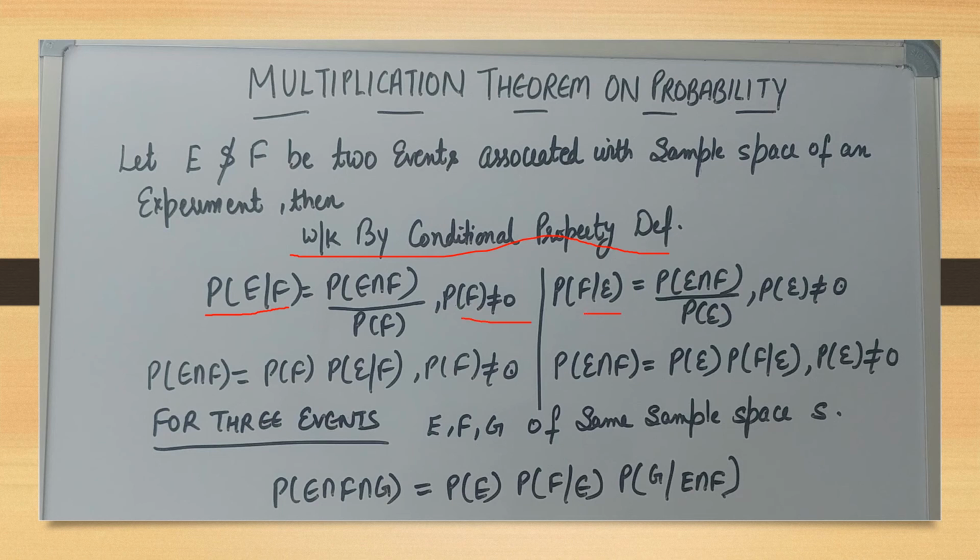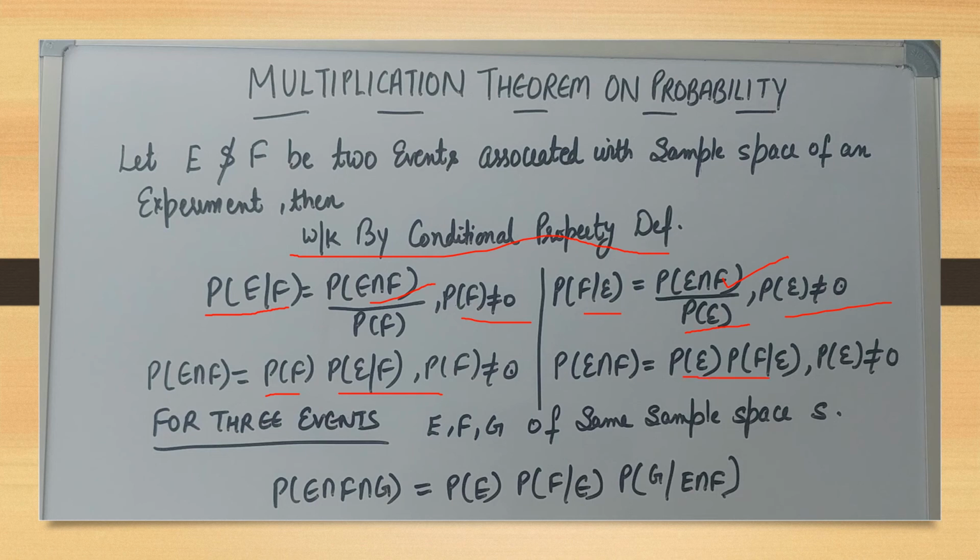And probability of F under E is probability of E intersection F divided by probability of E, where it is not equal to 0, right? So from here, if I cross multiply to get the value of probability of E intersection F, it will become probability of F into probability of E under F, and from here it will become probability of E into probability of F under E.